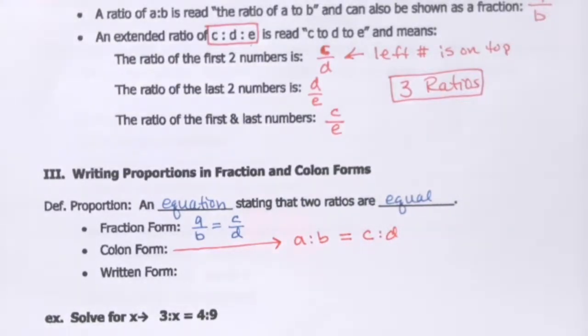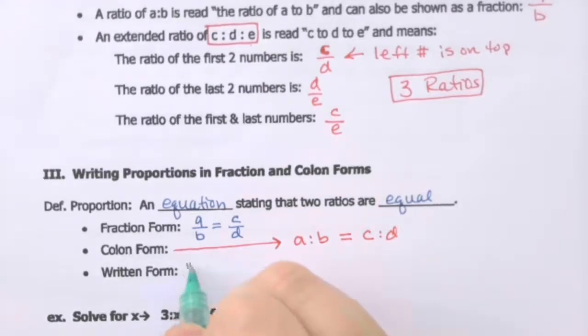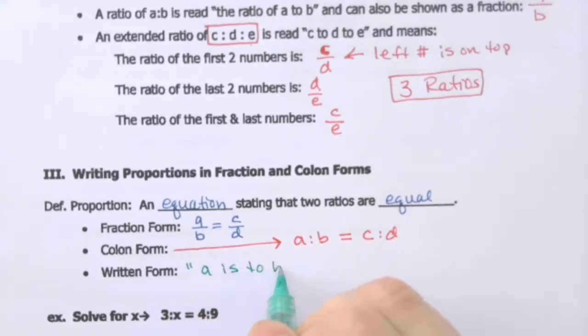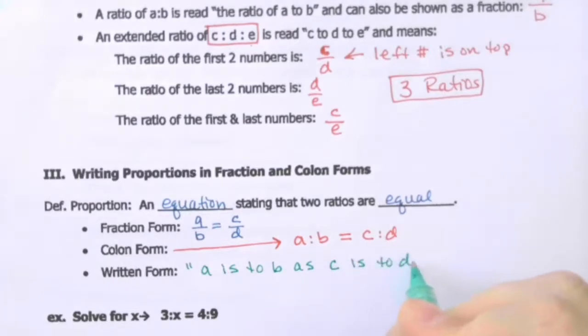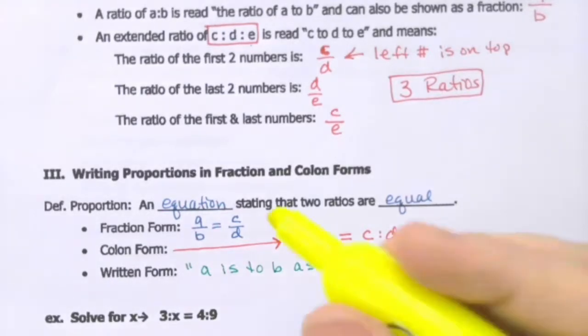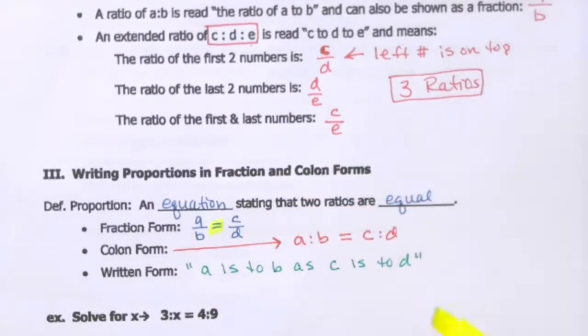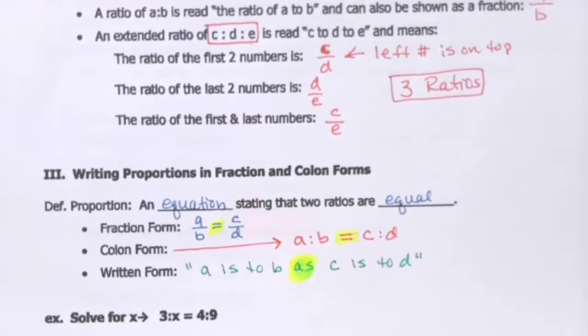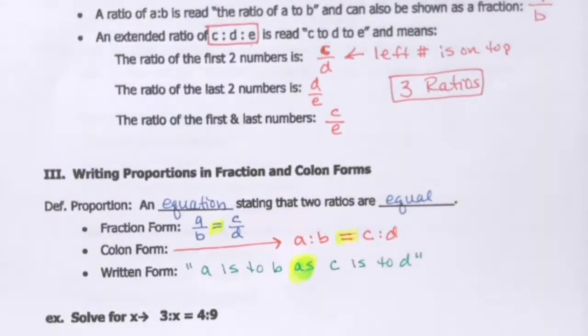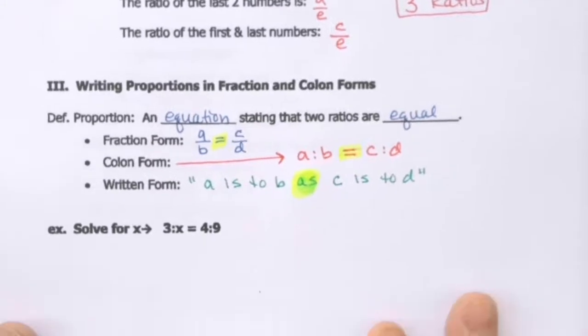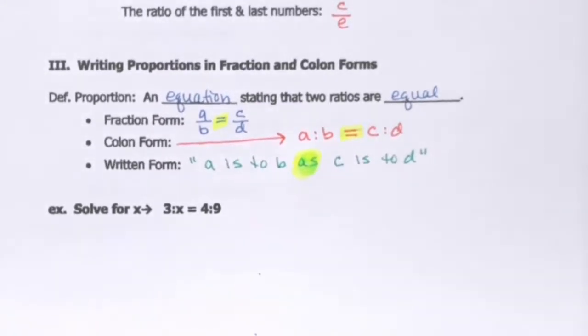And then, of course, we have written form, which when you read this in written form, it is A is to B, that's the first fraction, as C is to D. So the equal sign in fraction form is directly transferred to the equal sign in colon form. In written form, the equal sign is the word as. A is to B as, there's the equal sign, C is to D. You need to know these three forms so that you can solve things that don't naturally come in fraction form.